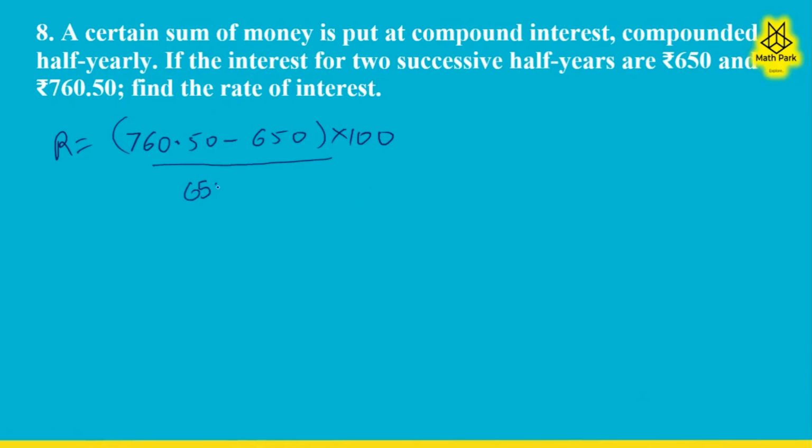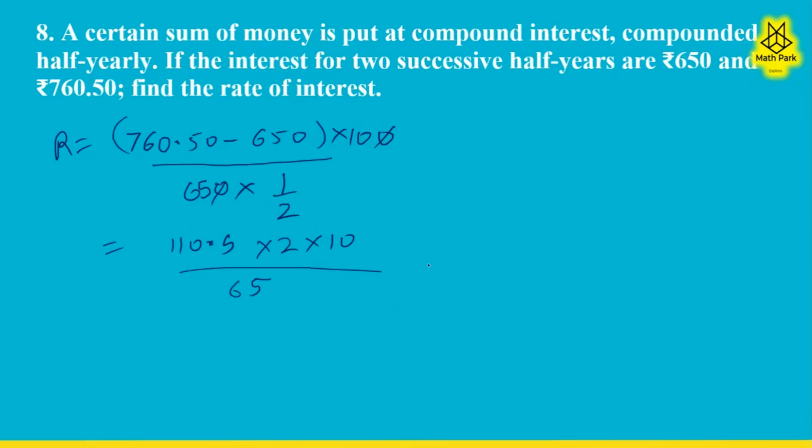Now, whenever it is half yearly, and this was for two successive half years, we are going to take 1 upon 2. Compounded half yearly, so two successive half years make 2 half years, so 1 upon 2 is going to be the year. Now let us simplify this further. So the difference of this is going to be 110.5. This 2 will shift up and into 10, and in the denominator we have 65.